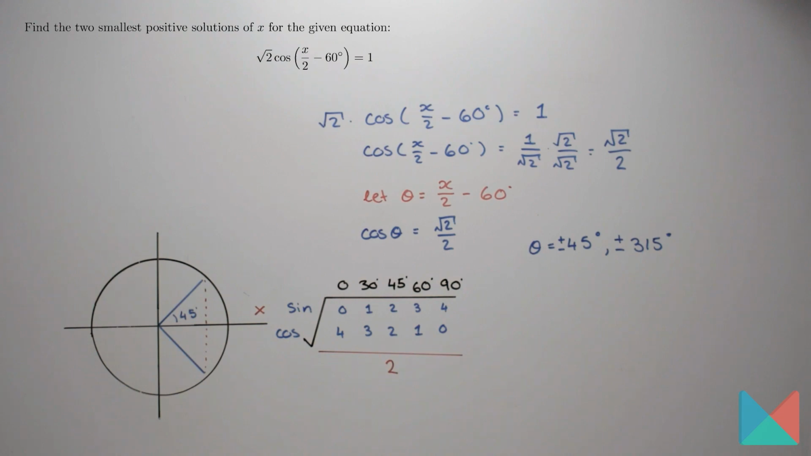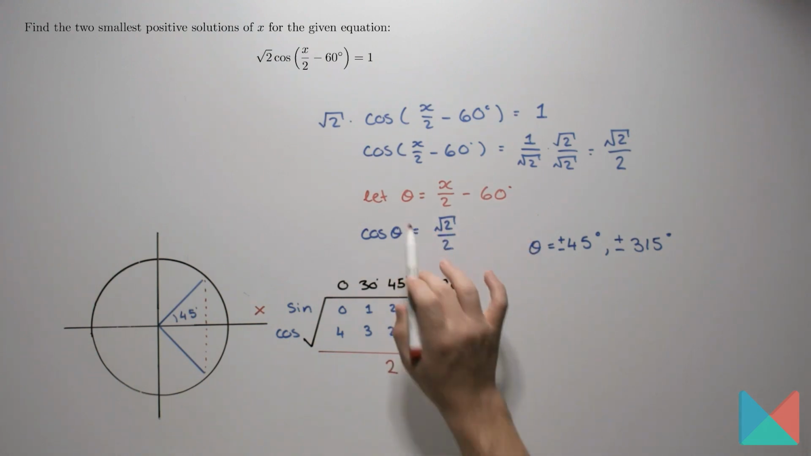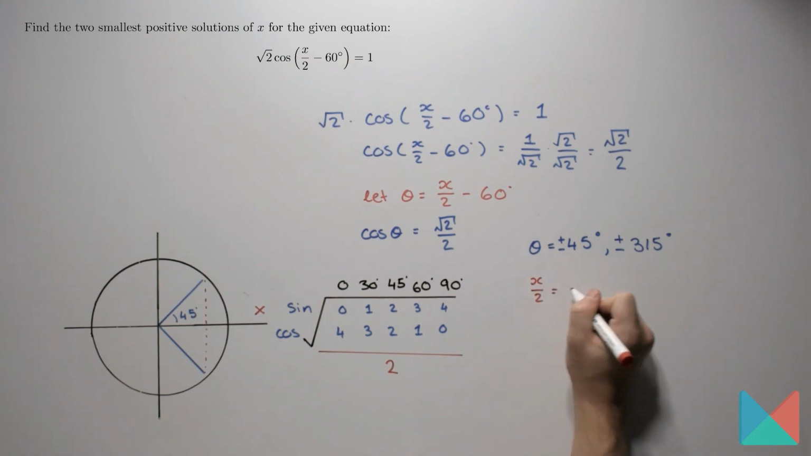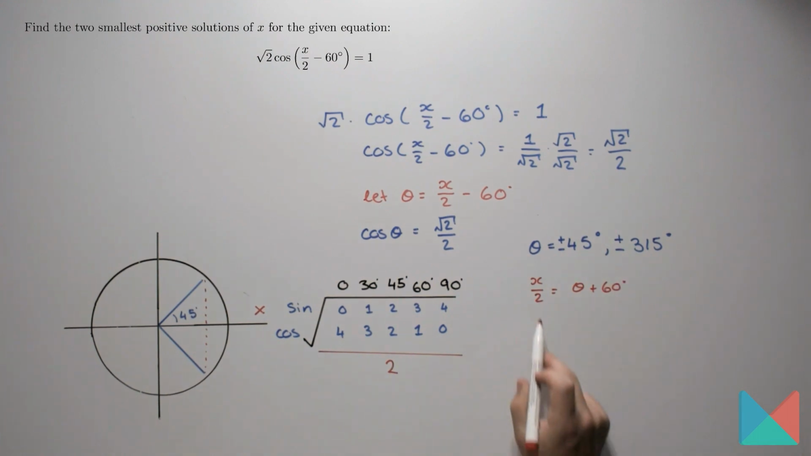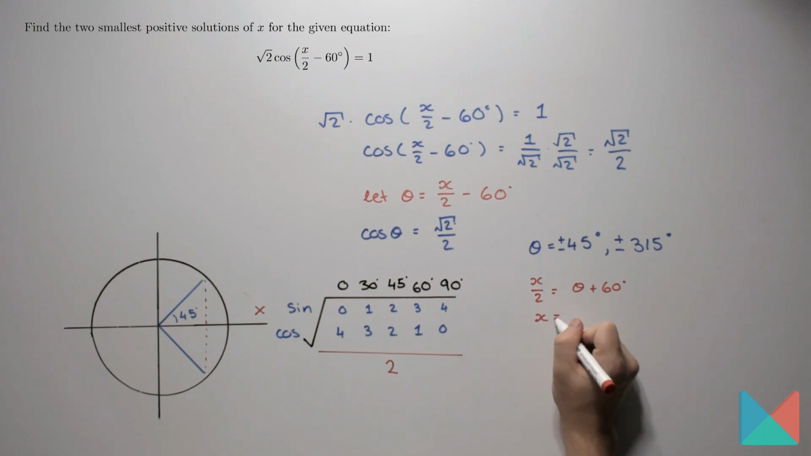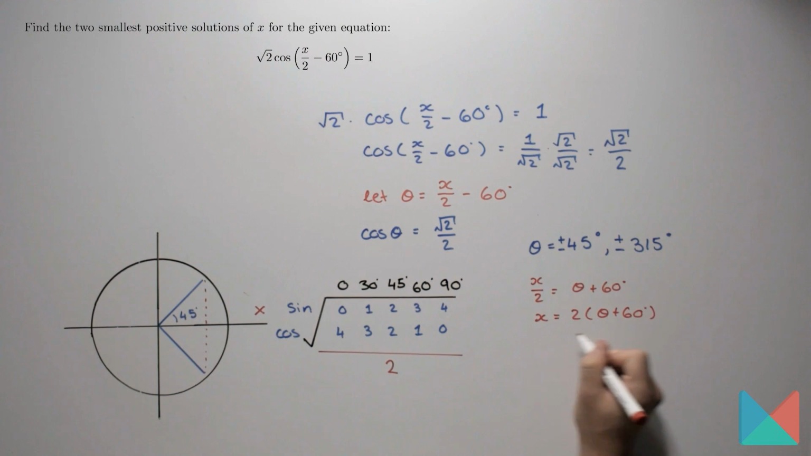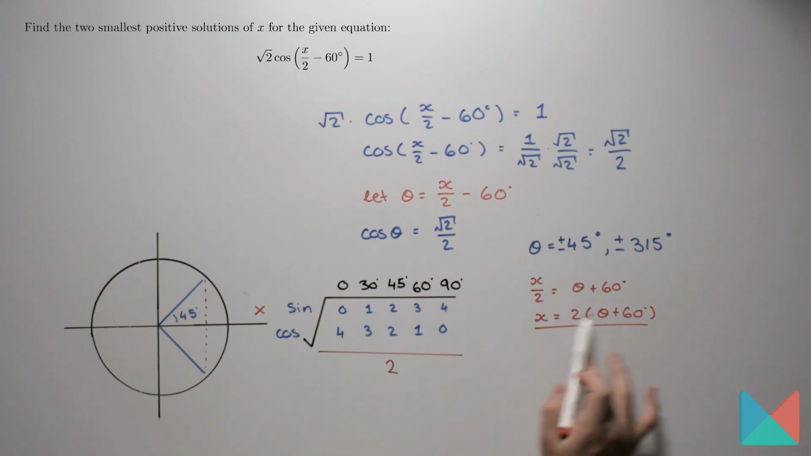In order to solve for x, we have to rearrange our equation here. So let's first take 60 over to the other side, and we get x divided by 2 equals theta plus 60 degrees. And we can multiply 2 to the other side to isolate x, and we get x is equal to 2 times theta plus 60 degrees. And so if we sub in our 4 angles of theta, we're going to get our solutions for x using this equation.